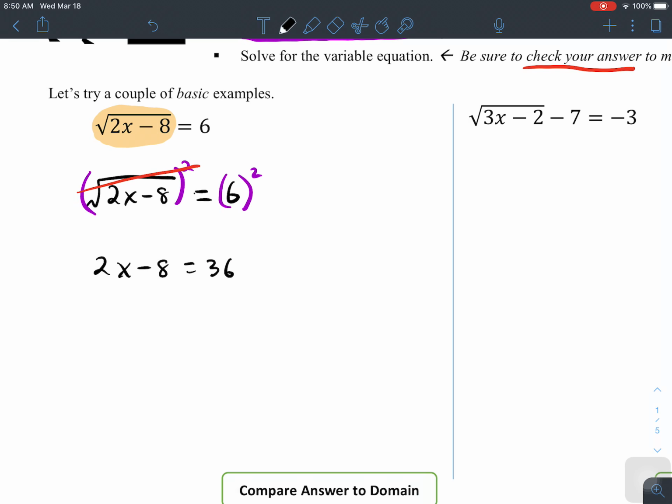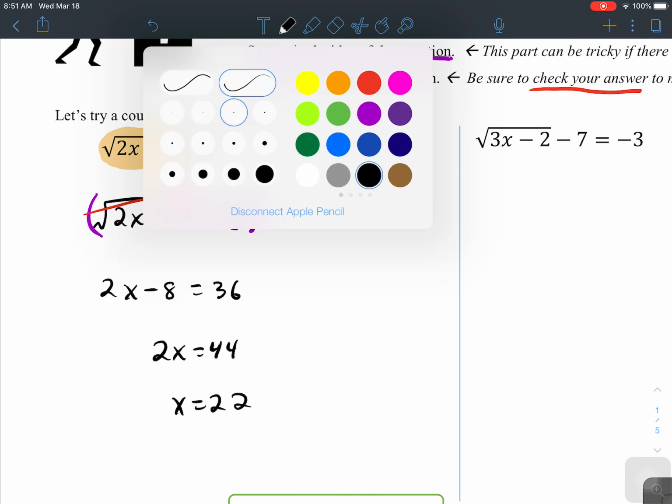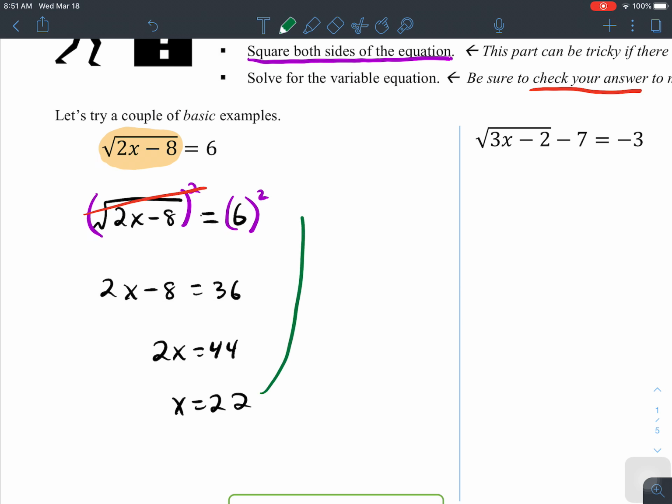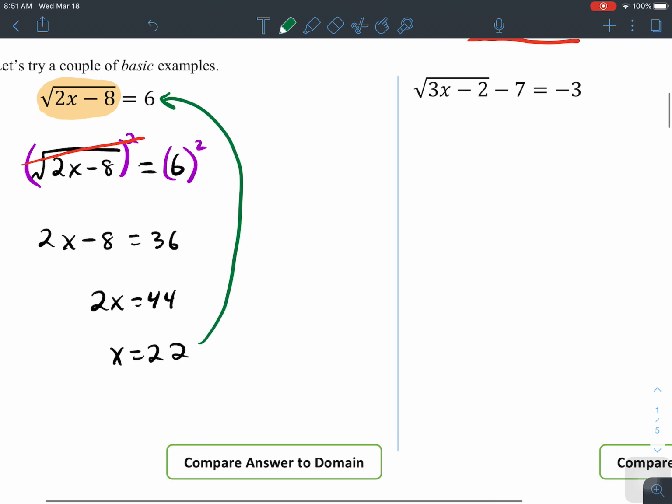6 squared is 36. Now I just solve. Add 8 and divide by 2. Now, before I say I got the answer, I better plug it back in and check. I'm going to do it by hand, but you can use your calculator as well and just type this in and see, when you hit enter, do you get 6?